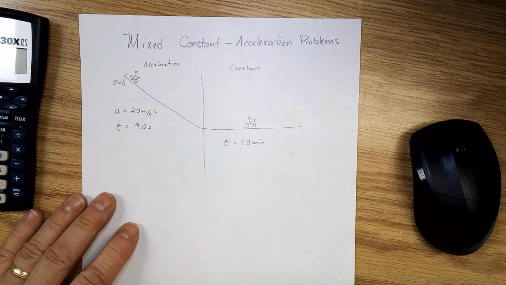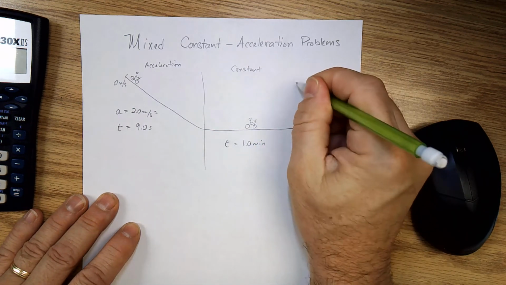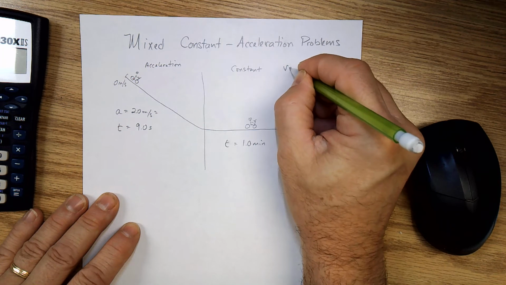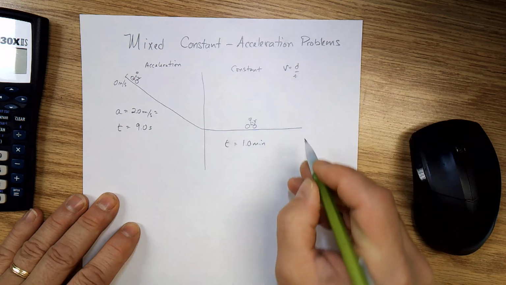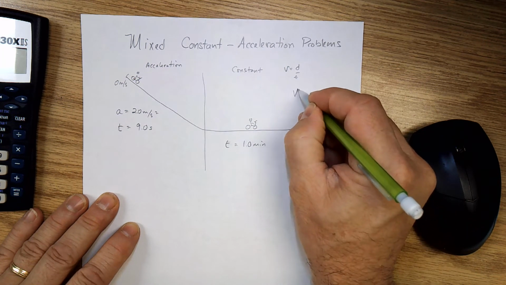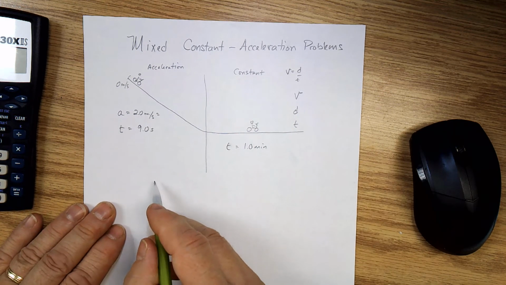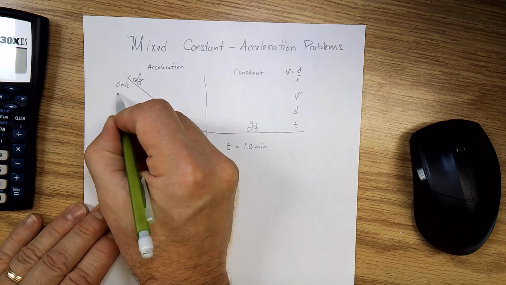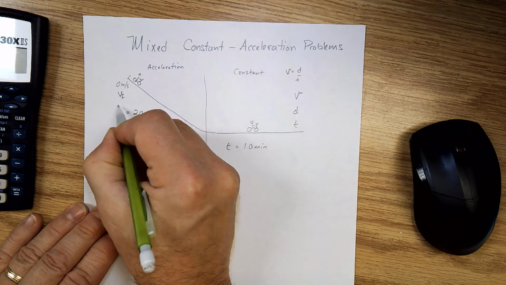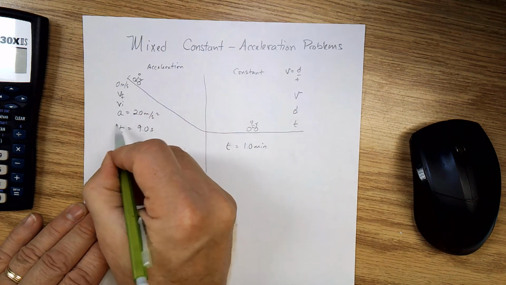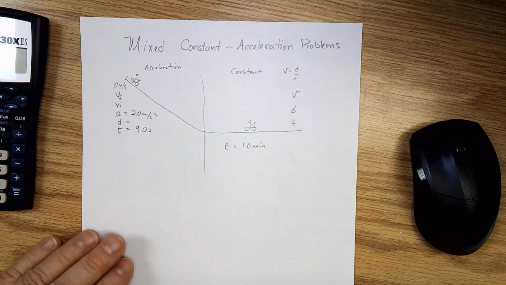So how are we going to do this? Well, we're going to treat this side with the V equals d over t equation, so we need to find these pieces. But this side is acceleration, so we're going to need VF, VI, A, D, and T for our equations.